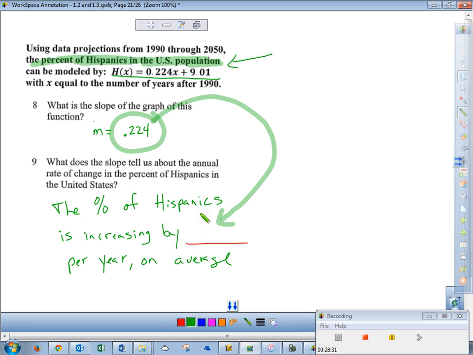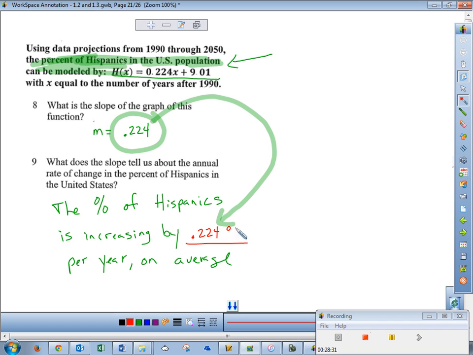What was the label that went with this guy right here? What does X stand for again? The percent of Hispanics. A lot of people are like, should you change that decimal to a percent? In this case, no, because this is saying that it's changing by 0.224%. It's just the slope with the percent. That's the label on it in the first place. So you don't have to do any converting or anything like that.